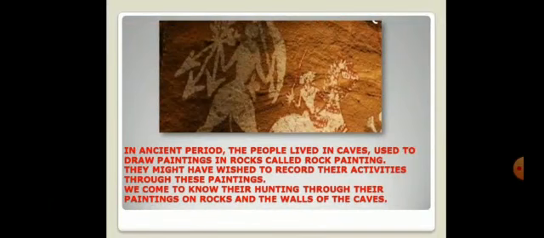And next is the ancient period. In the ancient period, the people lived in caves. While living in the caves, the people used to draw paintings on rocks, called rock paintings. They might have wished to record their activities through these paintings. Why did they paint on the rocks? To record their activities through these rock paintings.